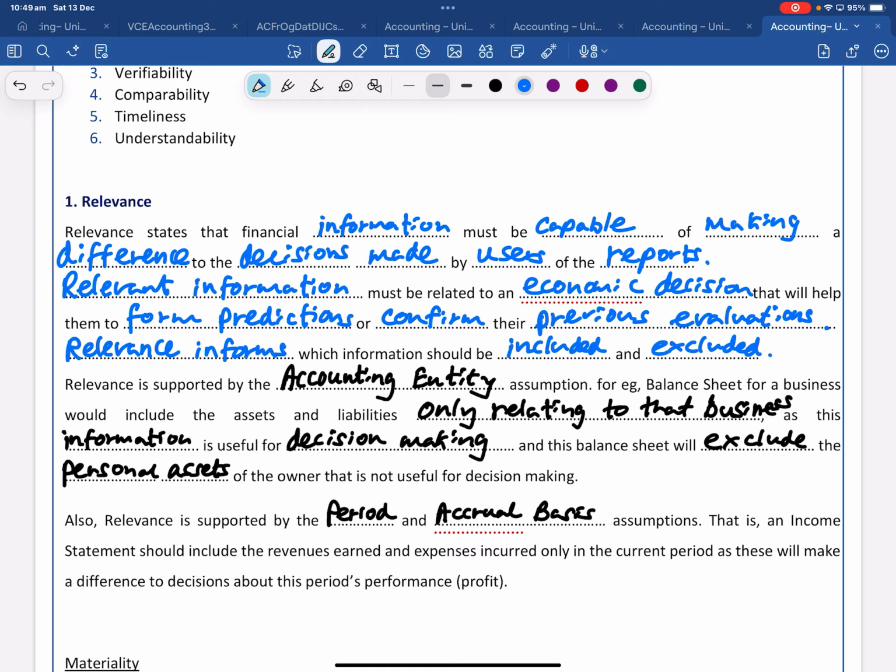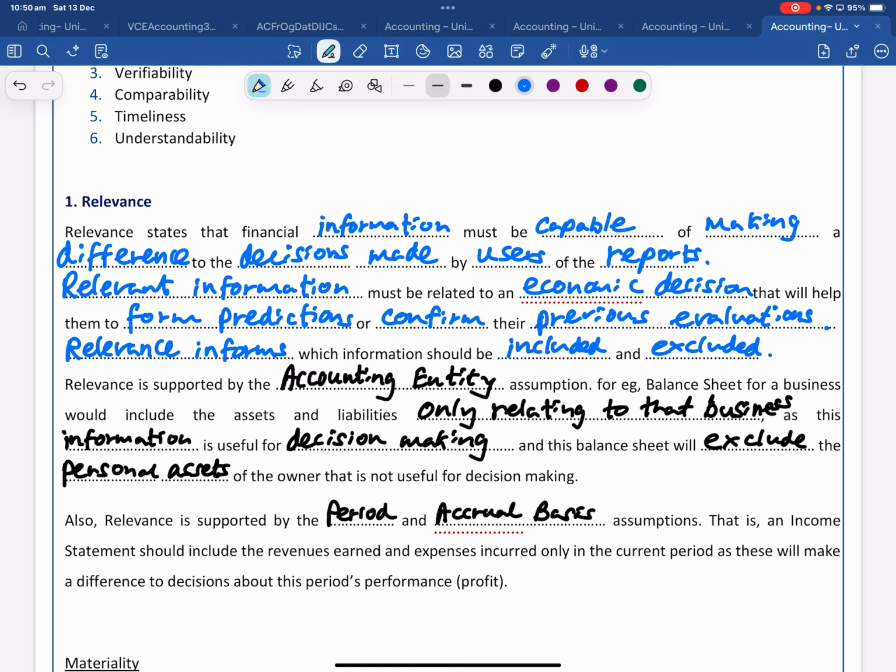Okay. Now we'll talk about how relevance is linked to the accounting assumptions. Remember, when we were doing accounting assumptions, we said that they are supporting relevance. Now we are saying relevance is supported by the assumptions. First one is accounting entity. If you can remember, we said that the assets and liabilities or the business transactions should be separated from those of its owner.